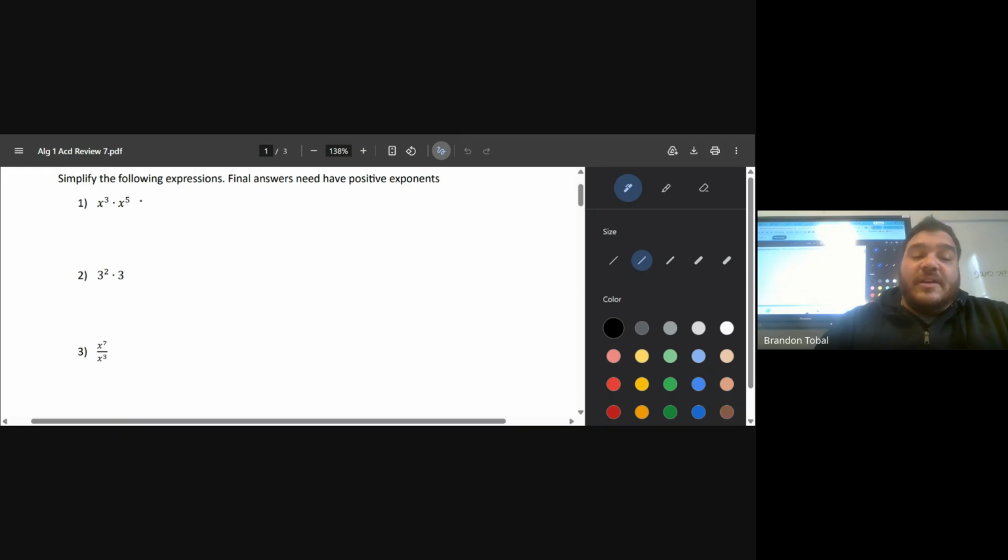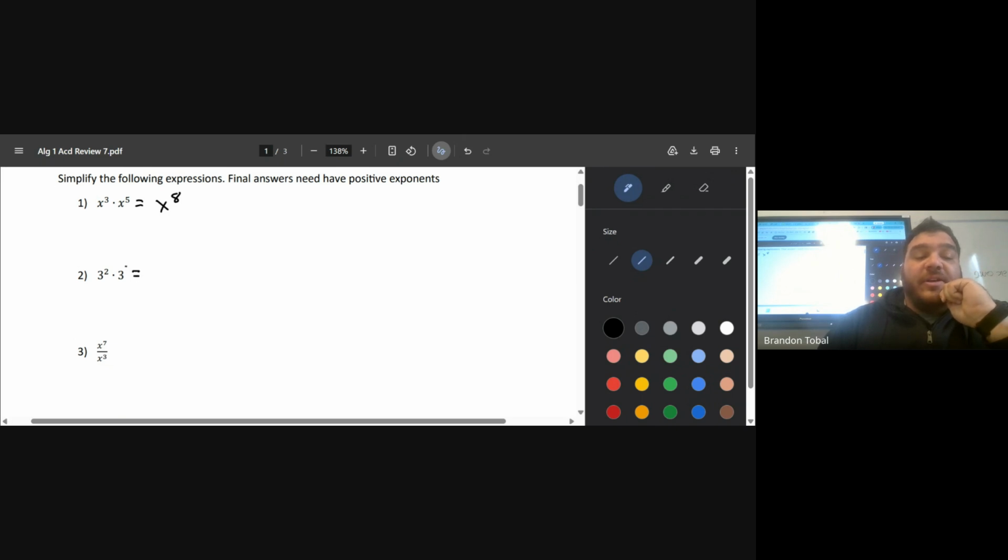So x to the 3 times x to the 5. We're just going to add that. When you multiply exponents, you add them. So this is going to be x to the 8. That's it. Next one. Nope, you're adding the top.